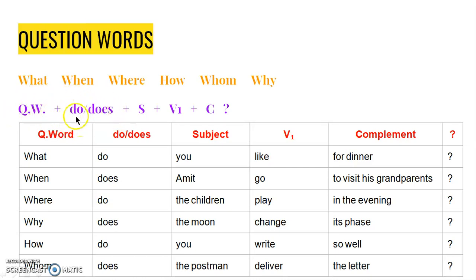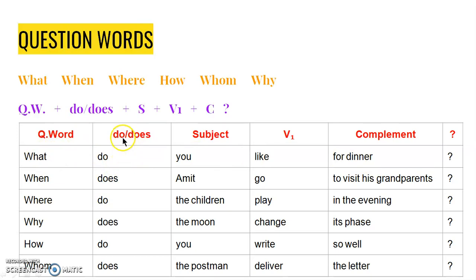You have to take help again of the auxiliary helping verb do or does, then subject, then V1 form plus complement, then question mark. Okay. Now look at these examples. What do you like for dinner?